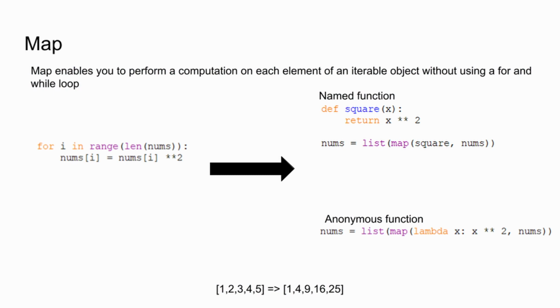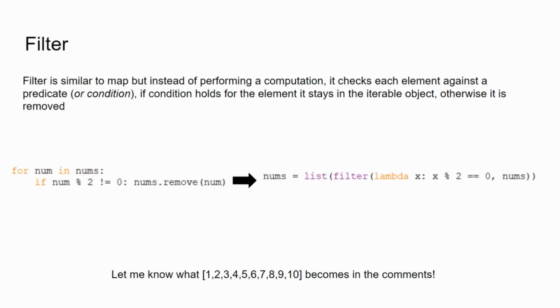Here we use it once, we just pass it into the map function, and then we pass in the iterable object. And I've given the example, the list of values from 1 to 5 will be transformed into their square equivalent. The next feature I want to talk about is filter.